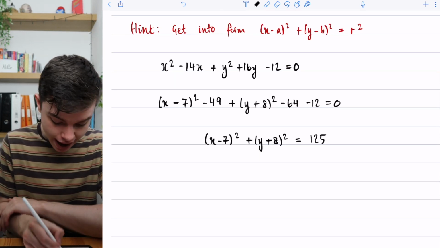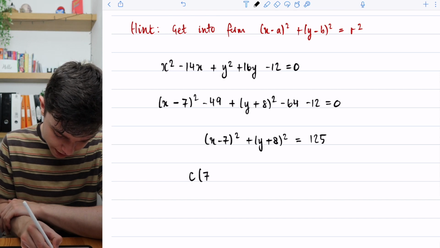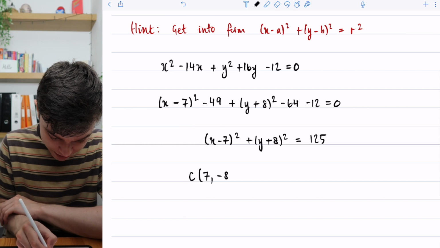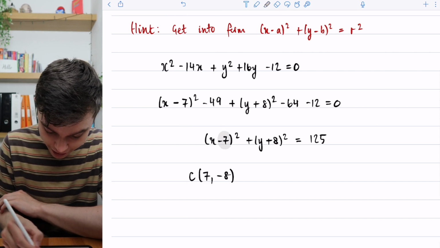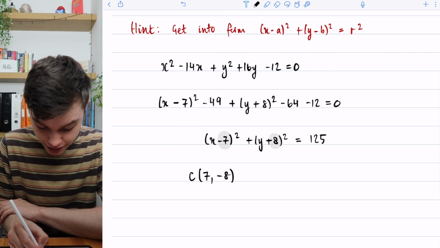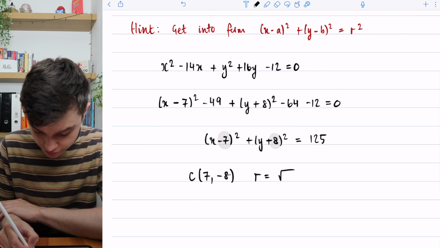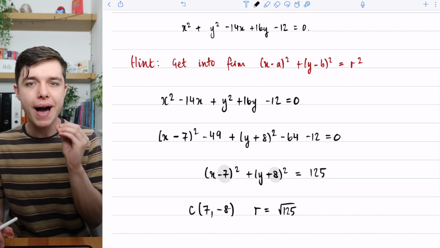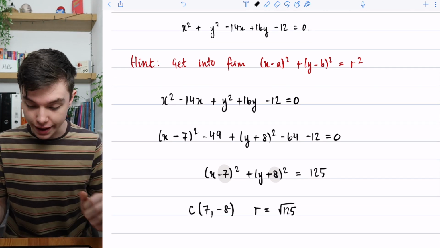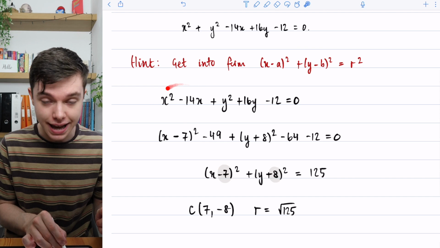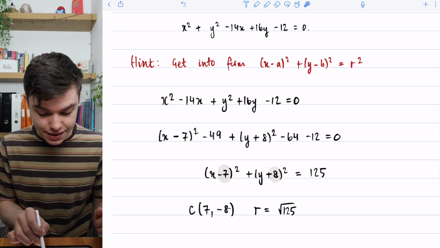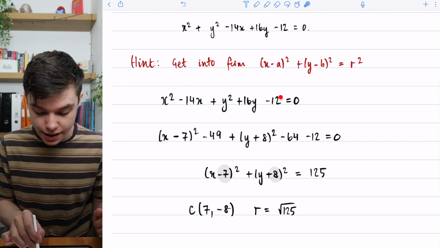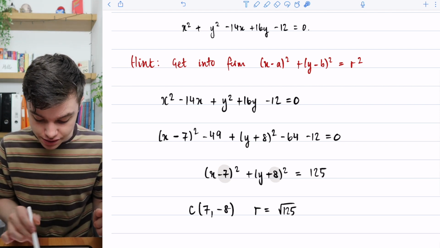So we can read off the centre C is 7, minus 8, by taking the opposite signs, and then the radius will be the positive square root of 125. So completing the square is actually a really cool trick. Collect your x's together, complete the square on the x's, collect your y's together, complete the square on the y's, and then just collect all your constants together.